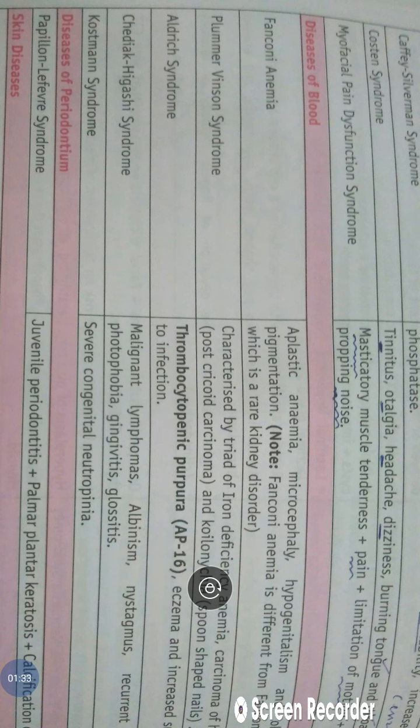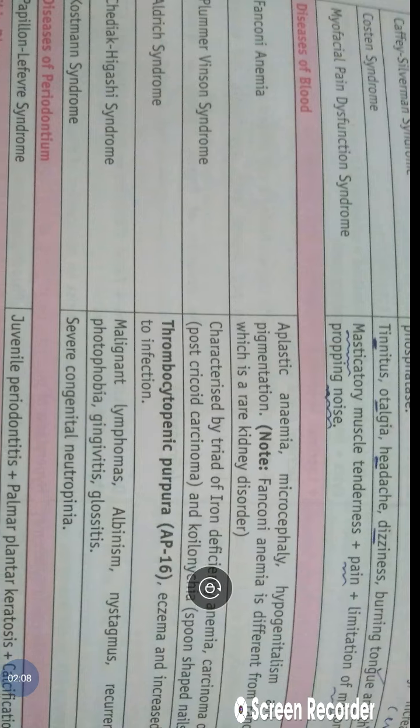Now, what are the characteristic features that we're going to see in Fanconi anemia? In Fanconi anemia, we have aplastic anemia. Do you know what aplastic anemia means? Aplastic anemia is a disorder of bone marrow, a disorder of stem cells, due to which all the blood cells, RBCs, WBCs, platelets, everything, are reduced in number. So it's the first feature, that is aplastic anemia.